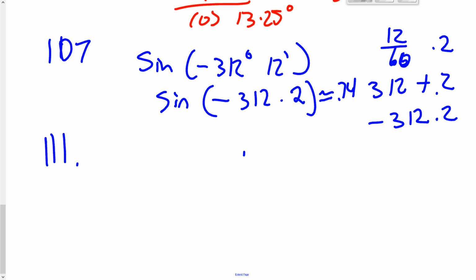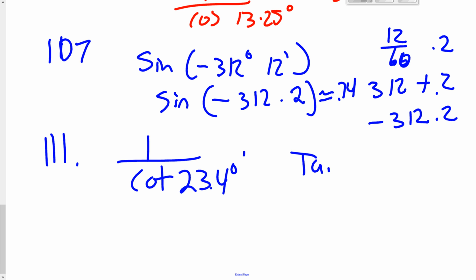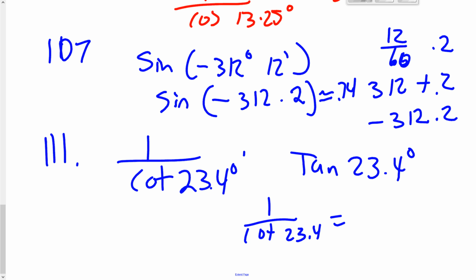Okay, last one, number 111. That's looking at 1 over cotangent. Notice these look the same as the examples we already did, so you can try to practice these by yourself. This is related to tangent, so really I'm just taking tangent of 23.4, and that will give me the same answer as 1 over cotangent of 23.4. Here we don't need to convert anything, we can just type it into our calculator. That is approximately 0.43. So those are the answers for that.